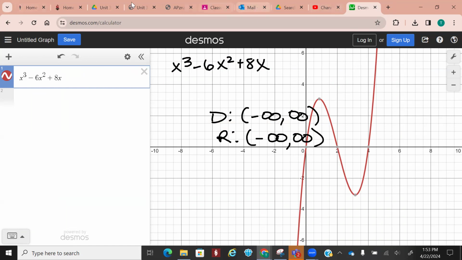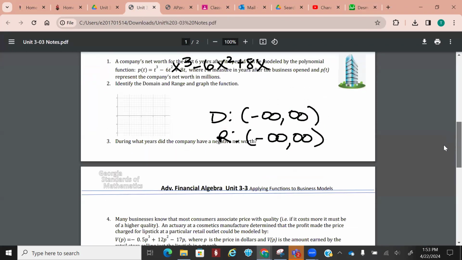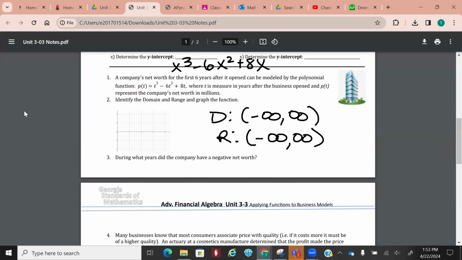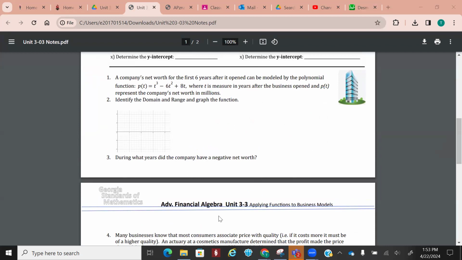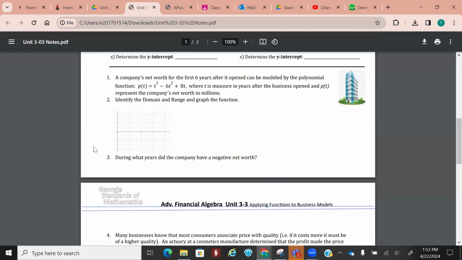Okay. Let's go down. During what years did the company have a negative net worth? So we're looking at when was it below the x-axis? Well, we wouldn't look over here because that would be negative time. So between 2 and 4, it has a negative net worth. So we're going to say from 2 to 4. Okay, that's because it was below the x-axis.